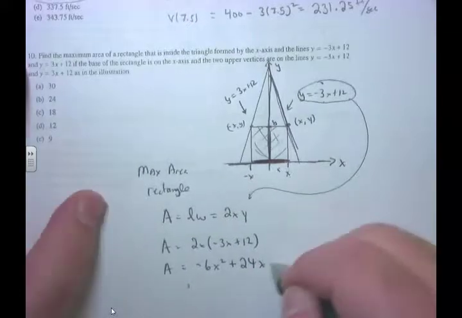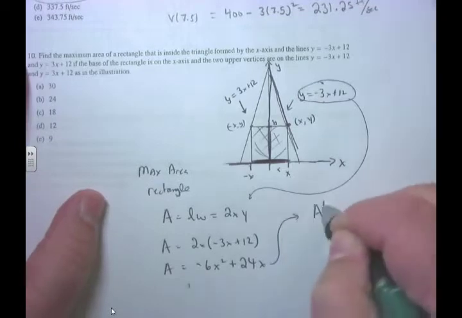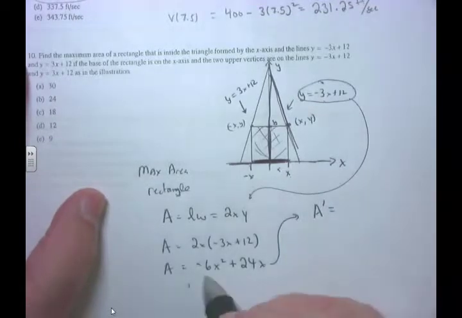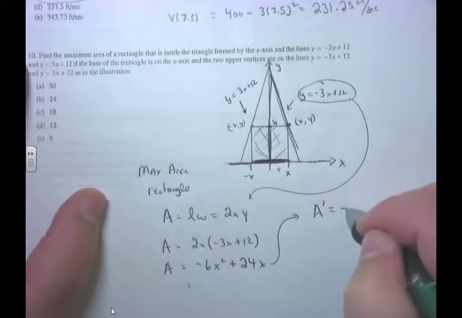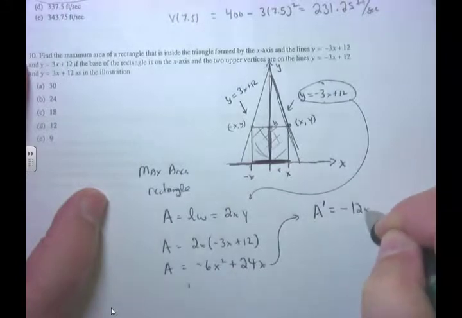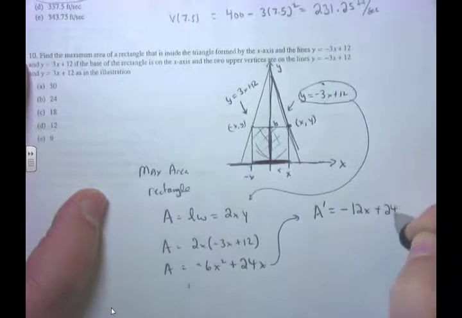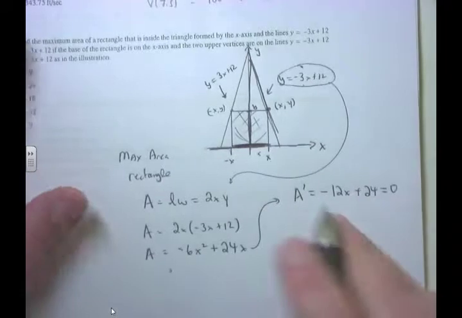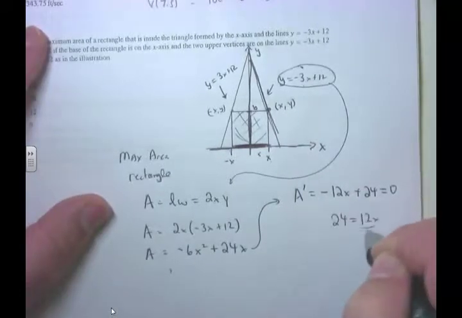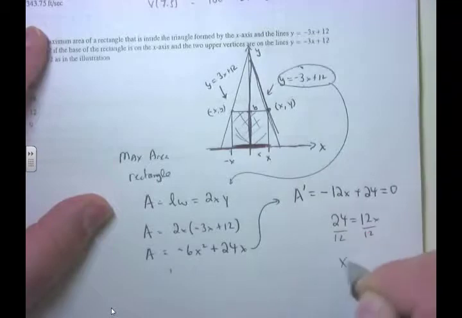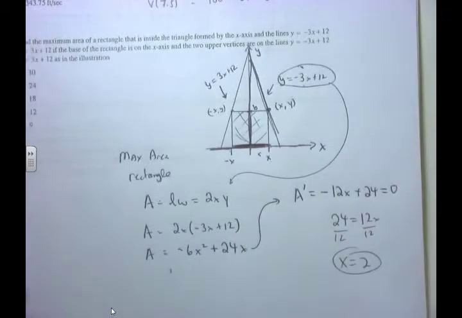Here's the payoff. It's calculus. What are we going to do? Take the derivative, set it equal to 0, and solve. What's the derivative of negative 6x squared plus 24x? Negative what? Negative 12x plus 24. Set it equal to 0 and solve. I'm going to move my 12x to the other side. That gives me 24 equals 12x. Divided by 12, x is equal to 2.